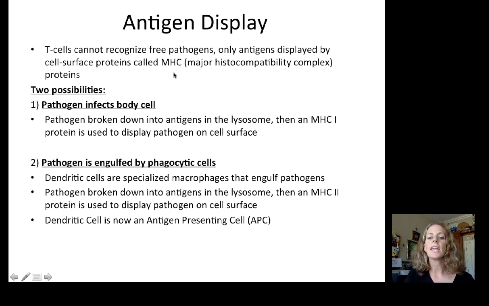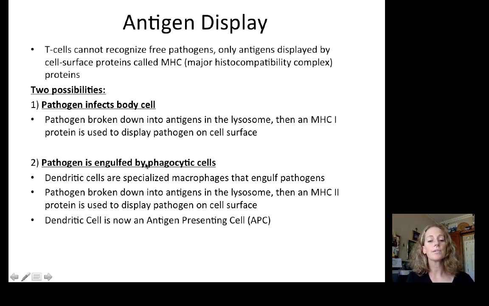So let's talk about the antigen-presenting cells. T cells cannot recognize free pathogens the way that B cells can. They can only recognize antigens displayed by MHC proteins. So there are 2 possibilities. One is that a pathogen infects a body cell. The pathogen will be broken down inside that body cell in the lysosome, and an MHC1 protein will be used to display the pathogen on the cell surface. This is a body cell saying, I have been infected, and this is what I'm infected with.